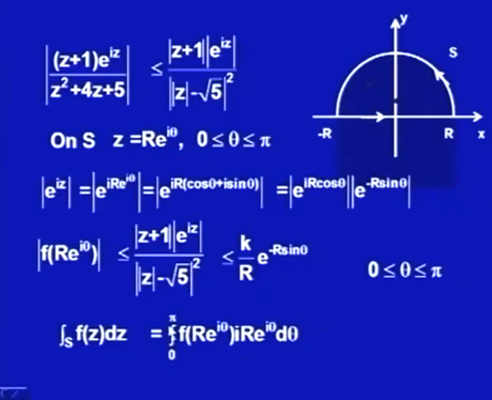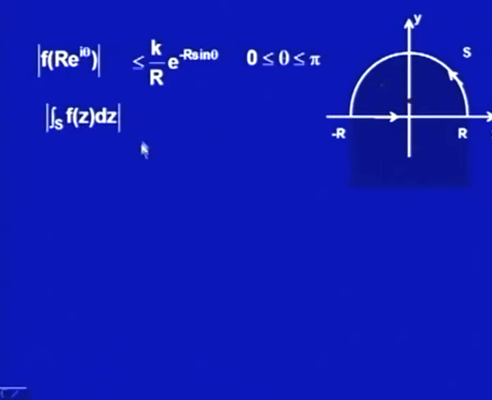Now, for the integral over S_R, we write again in the form of the parametric representation. We could write this as the integral from 0 to pi of f(r e^{i theta}) into i r times e^{i theta} d theta. Now we use absolute values. This is less than or equal to the absolute value of i r times the integral from 0 to pi of f(r e^{i theta}) e^{i theta} d theta. Again, for the line integral along a path, the absolute value of the integral is always smaller than the integral of the absolute value of the function.